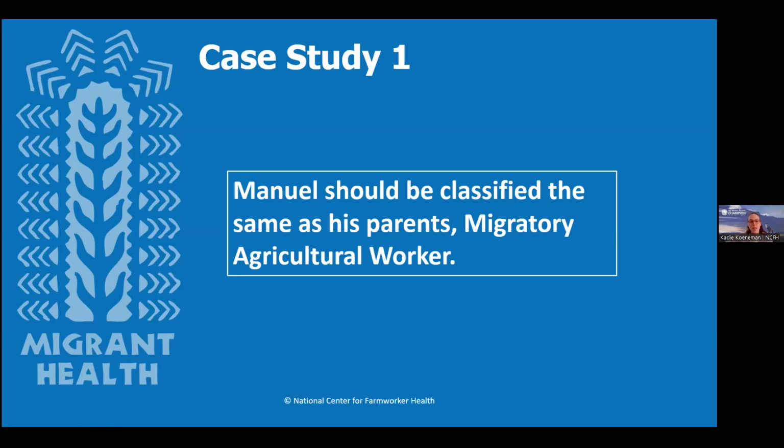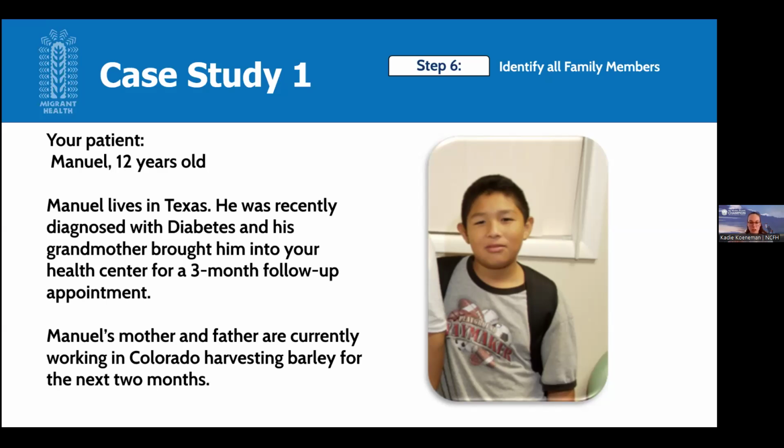And I know that it's tough when we think about his parents working a harvest season, working barley in Colorado. Sometimes thinking of that, like they're working for the season at this location, can make you think they could be a seasonal worker. But it's important to think about, okay, Manuel lives in Texas, that's their home base, and they're going to Colorado. His parents are in Colorado currently working, so they're migrating to Colorado to do that work. And he has stayed behind in Texas and is potentially being cared for by his grandmother.